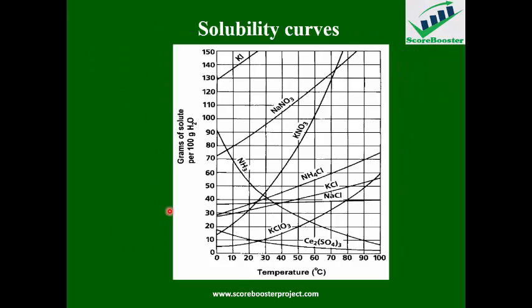So let us now see what we have just explained on the interpretation of solubility curves and solve some problems pertaining to that. This is a typical example of a solubility curve where we see potassium chlorate, sodium chloride, potassium chloride, ammonium chloride, and ammonium nitrate. This one is a gas, and these are solids.